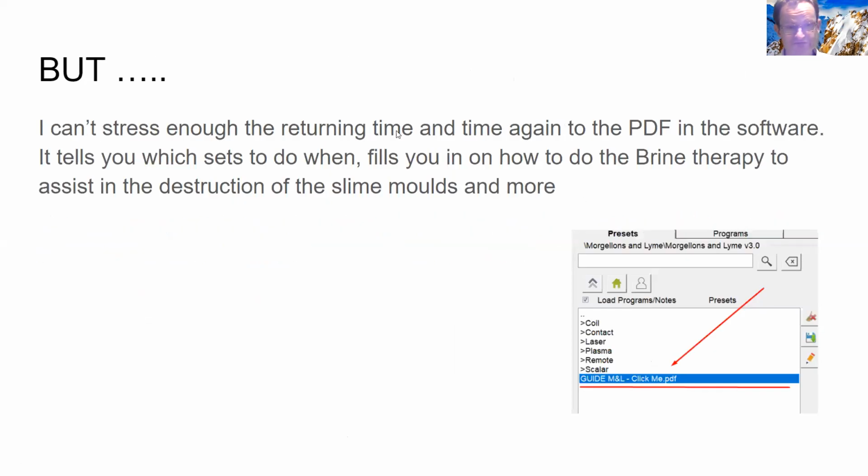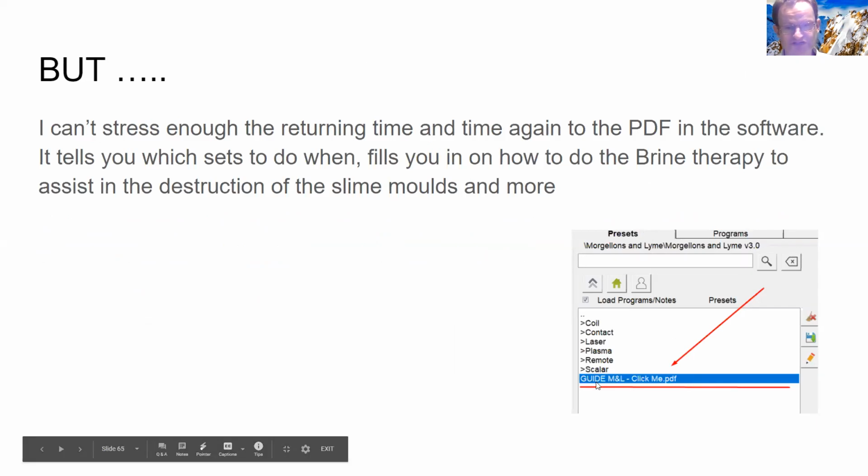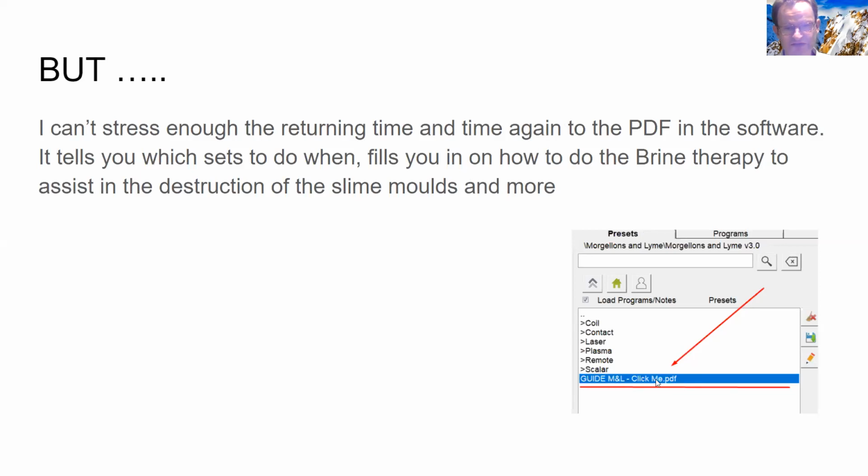I can't stress enough returning time and time again to the PDF in the software, which you can see in my illustration there, says Morgellons and Lyme version 3.0. And I've underlined where it is. It says Guide, MNL, click me, PDF. That's essentially what will provide you with the information. And it will fill you in on how to do the brine therapy and to assist in the destruction of some of the slime molds and a few more little tips, which will help to make your progress through the MNL more powerful.